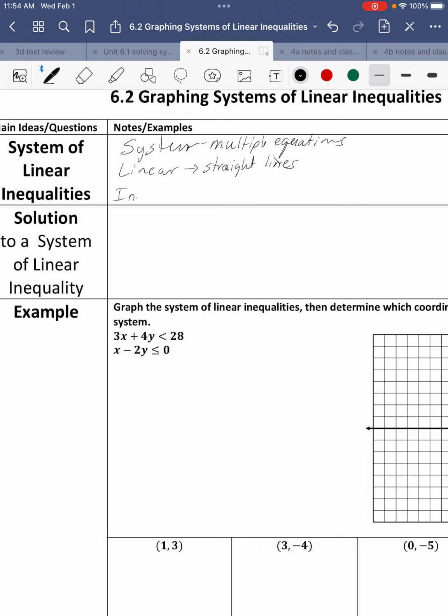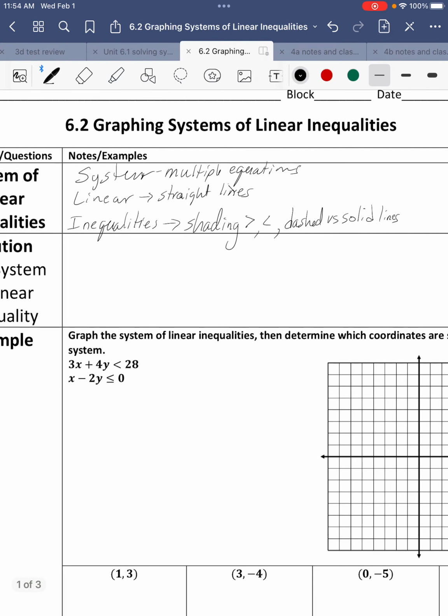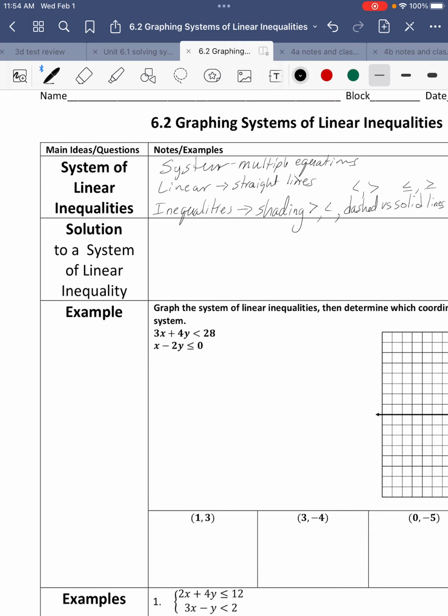And inequalities means there's going to be shading, and dashed versus solid lines. So the shading is the greater than or less than. And then it's dashed or solid lines. So the dashed is the less than or greater than. Solid lines means it's equal to. So the equal to part is the solid lines.